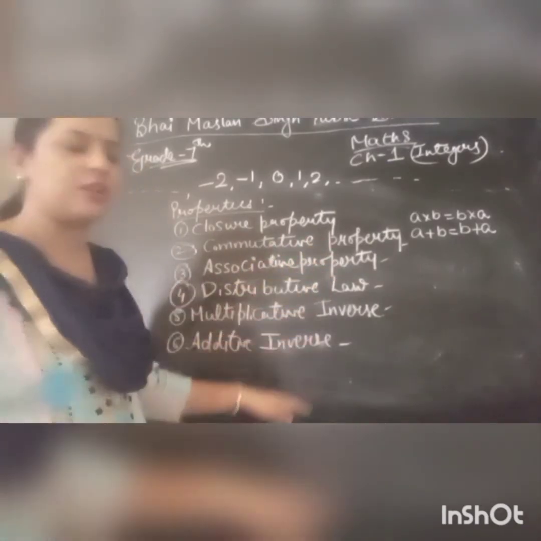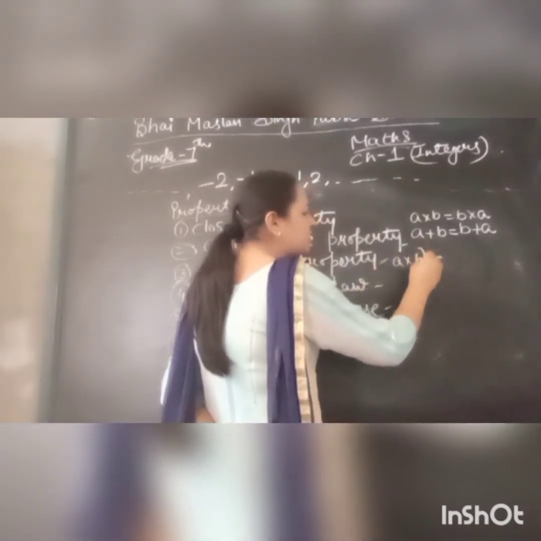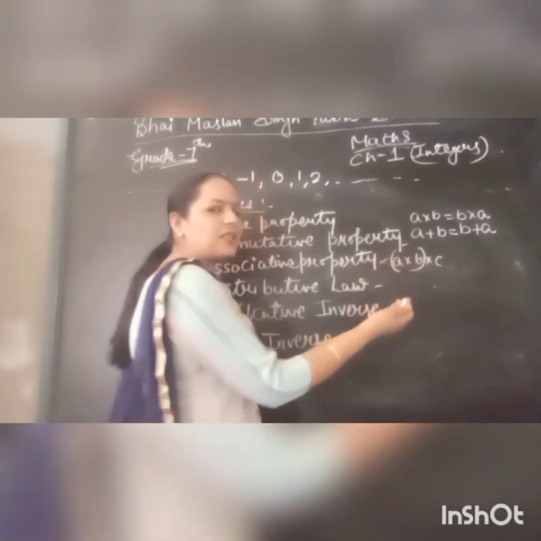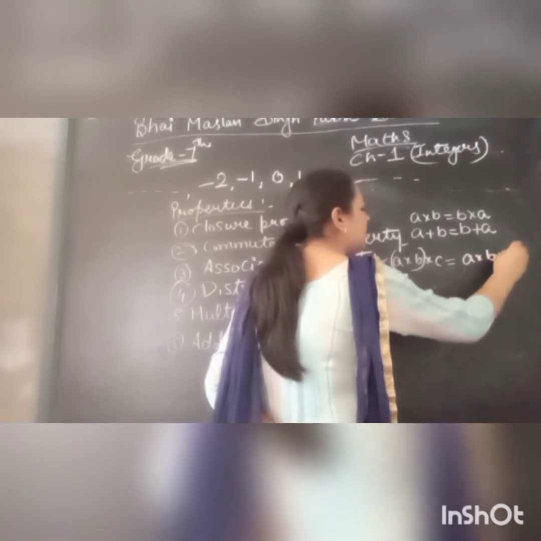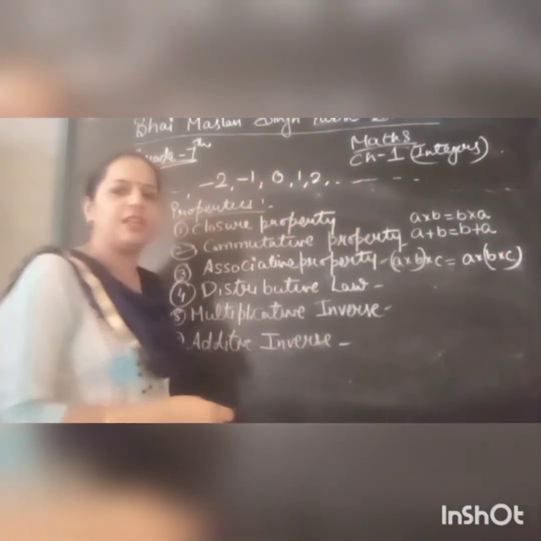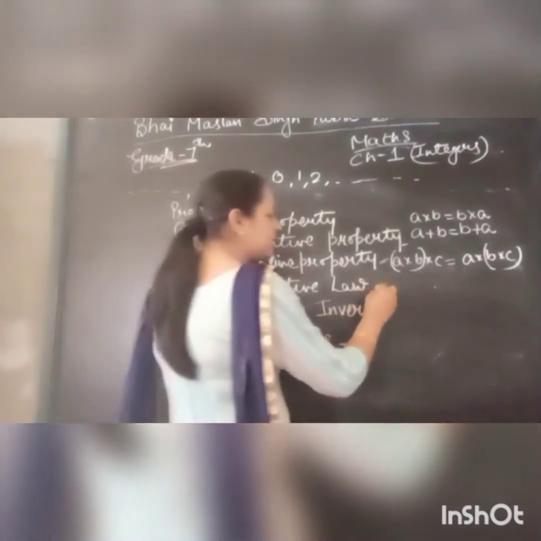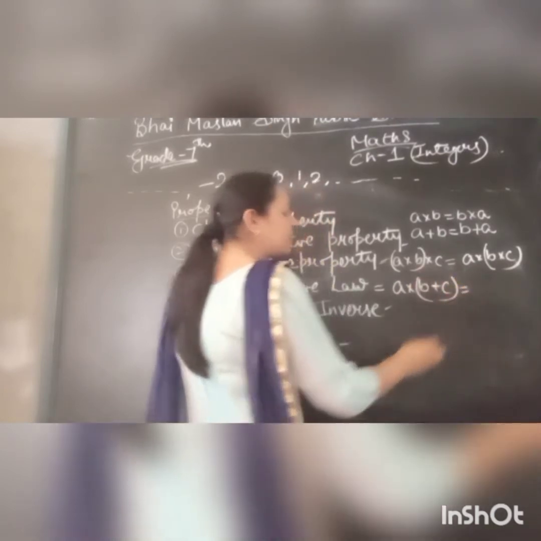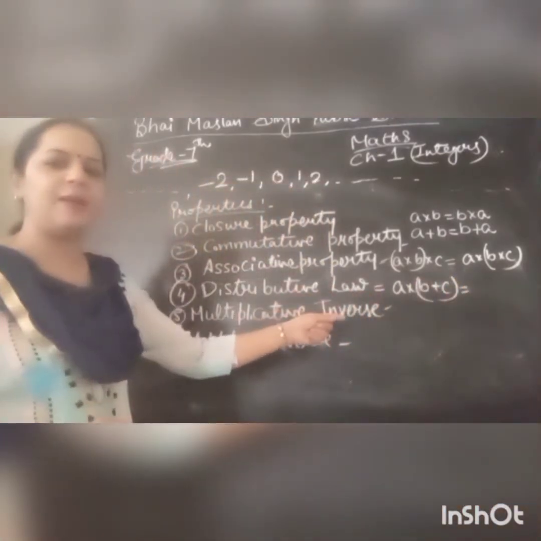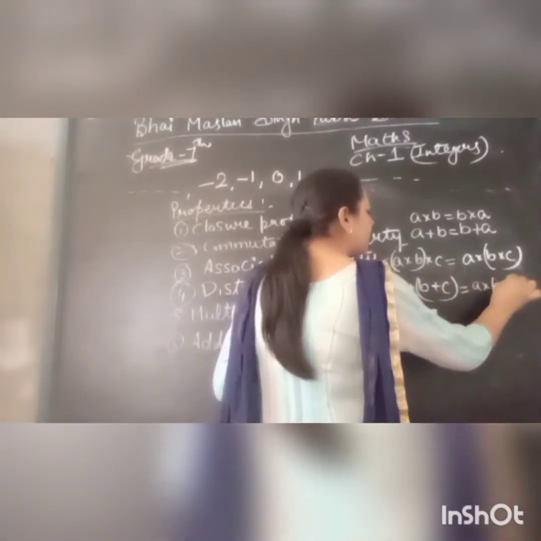Next is associative property. It means if I add A, B, C, firstly I add A and B, then add C, my answer will be the same as if I add B and C firstly and A after that. Distributive law. It means A into B plus C. Distributive property says if A is multiplied by B plus C, then how do we solve? It means A multiplied by B plus A multiplied by C.